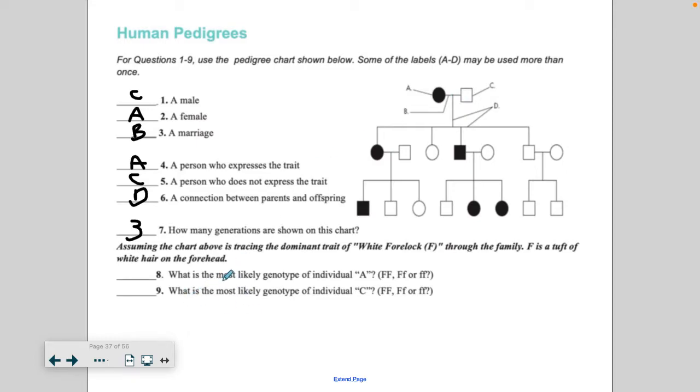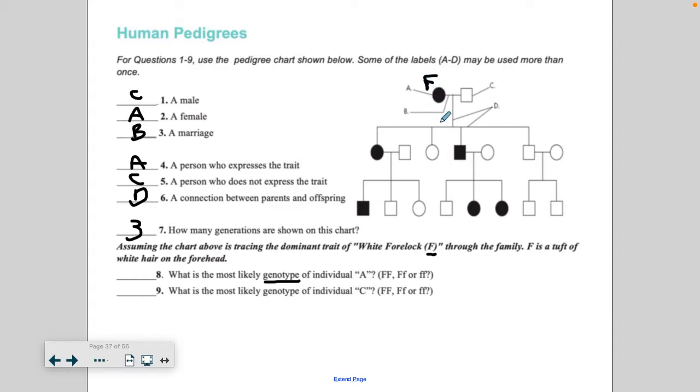Assume the chart above is tracing the dominant trait of white forelock, denoted by a capital F, through the family. F is a tuft of white hair on the forehead. What is the most likely genotype, so genotype's the letters, of individual A? All right, so this pedigree is showing the dominant trait. So all these individuals that are shaded in have the dominant trait, which is a capital F, okay? So I know for sure that A has a capital F because they are shaded in.